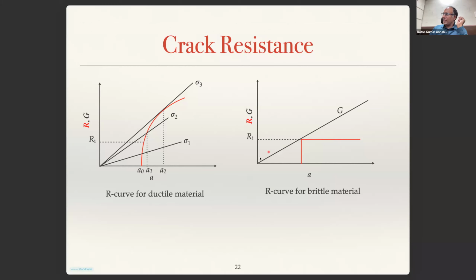Now, if your energy release rate G is like this, what is the meaning of that? Suppose your crack length is this, the energy release rate is this, isn't it? That means the energy release rate is less than the resistance, and hence the crack will not grow. Until the crack length reaches this critical crack length a naught, the crack will not grow. But at this point, the crack will suddenly grow because the energy release rate is much higher than the resistance to the crack. That is the constant resistance scenario, which is for a brittle material. Is that concept clear to all of you?